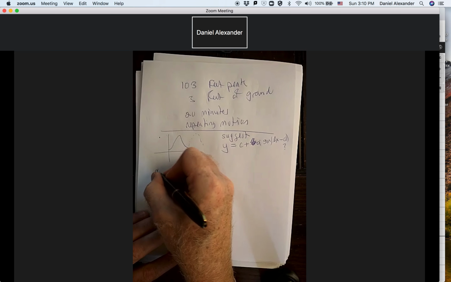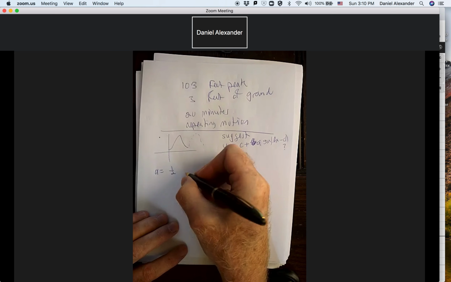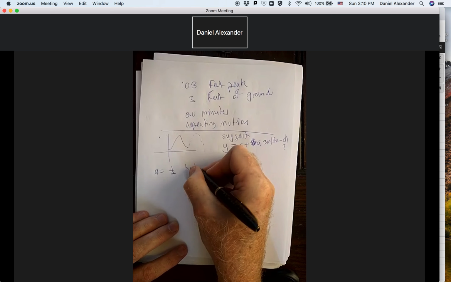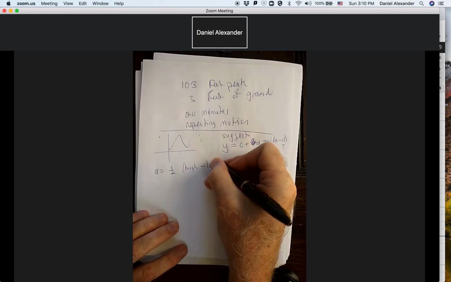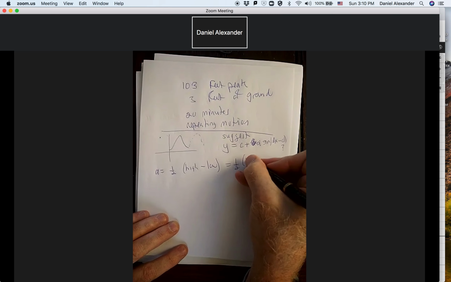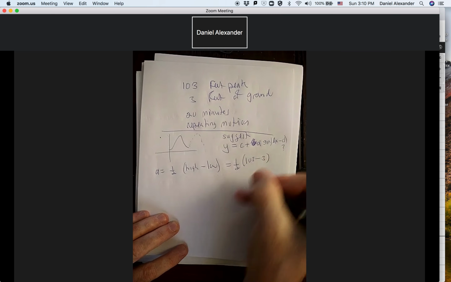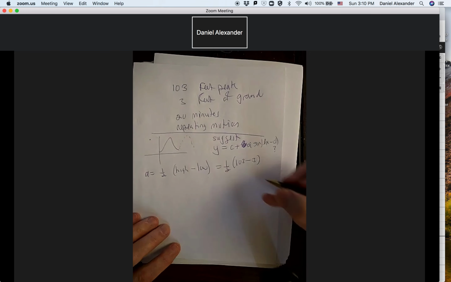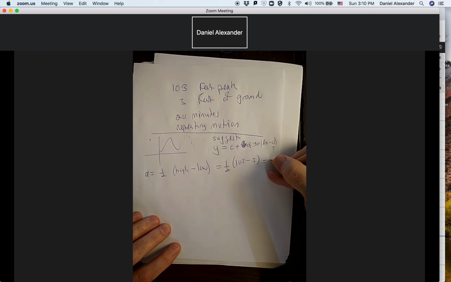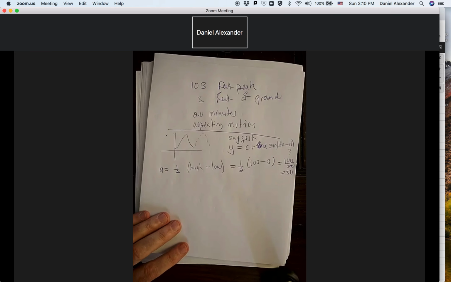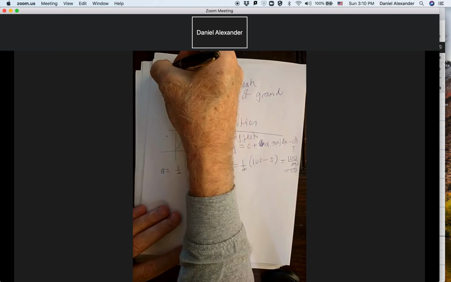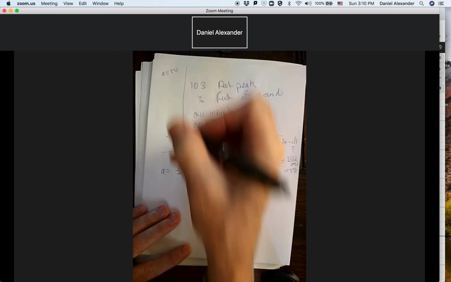So the amplitude is going to be 1/2 the high minus the low. The high is 103. The low is 3. That's going to be 1/2 of 100, that's going to be 50. So we know that A is 50. So I'm going to put that up here. I'm going to keep that. Okay. Period.